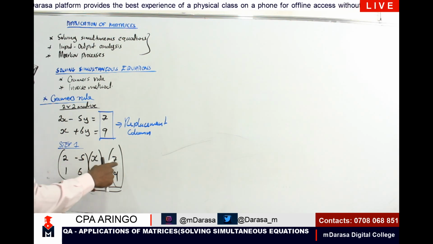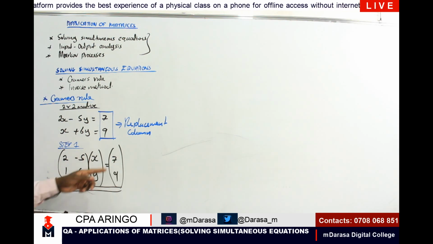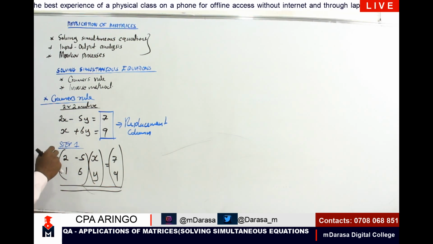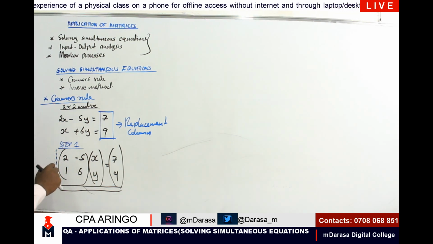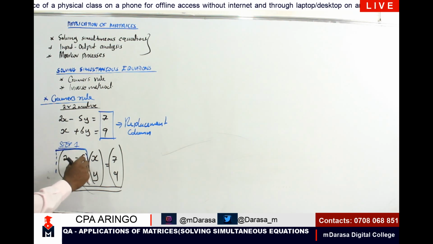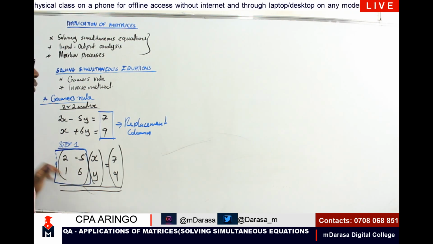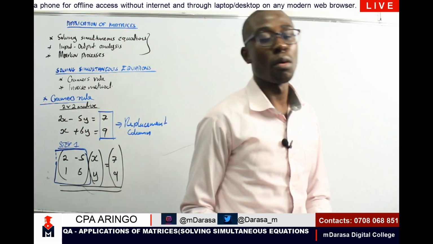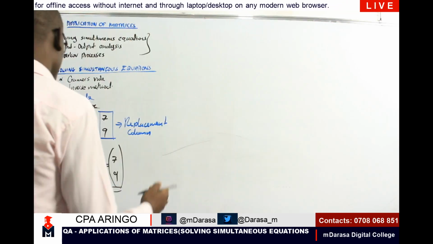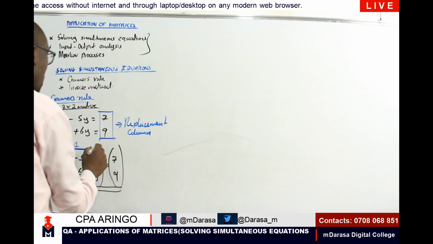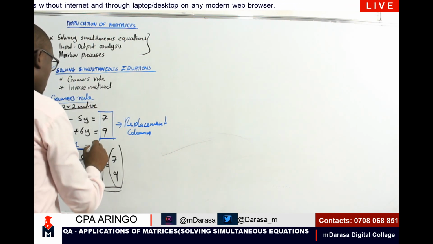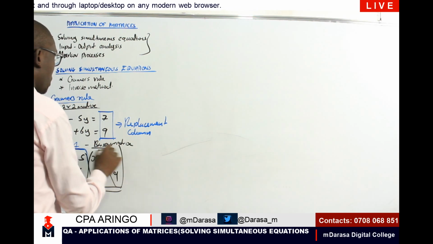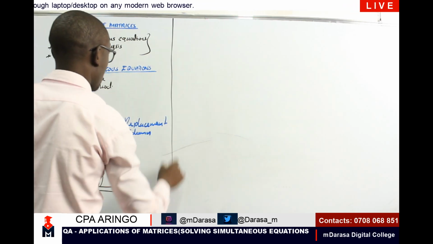xy is equal to 7, 9. These are matrix, right? So you see, this is what you're going to term as what? As our base matrix. So step number one is to determine our base matrix.